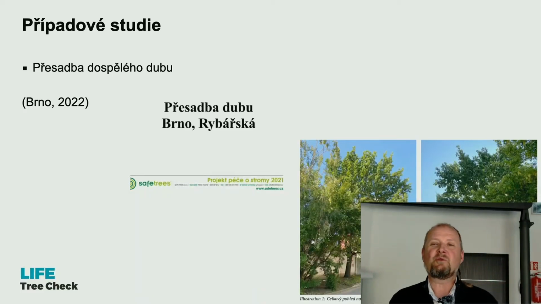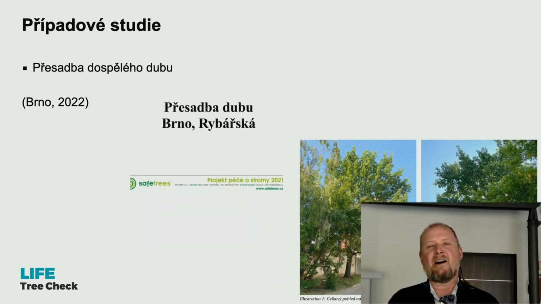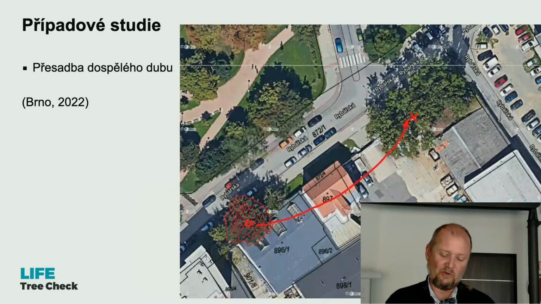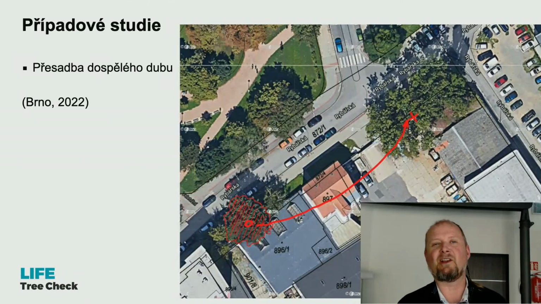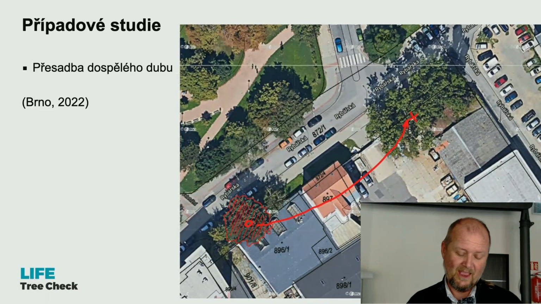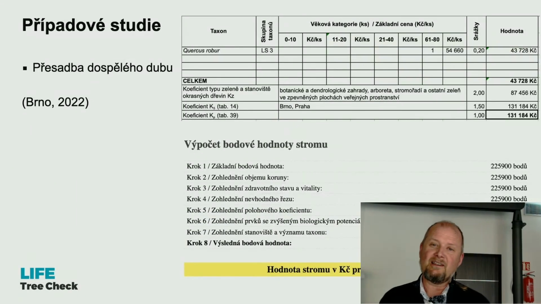The second case study is a location where a private developer is considering new building activities, where a middle-aged oak stands in the way of the developer's plan. When analyzing the variants, one of the options considered was the transplanting of the tree to a new location, which is, however, highly economically demanding. It is a very demanding act.